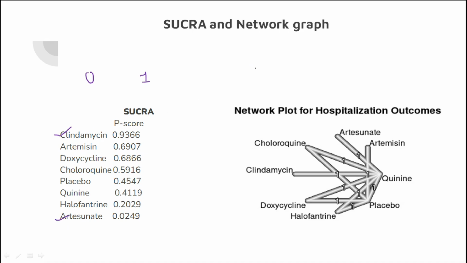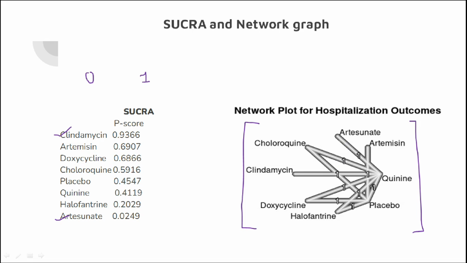The network plot actually reports how the various interventions are in your data set, how they are connected to each other. For example, in this network plot, we can see that there is only one study which is reporting comparison of chloroquine versus quinine. Similarly, there is only one study reporting artemisinin versus placebo. So this is a graphical representation of how your interventions are provided in your data set.